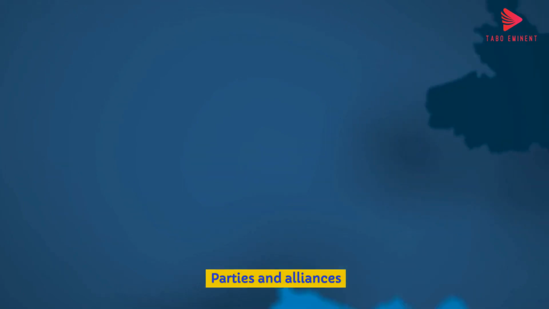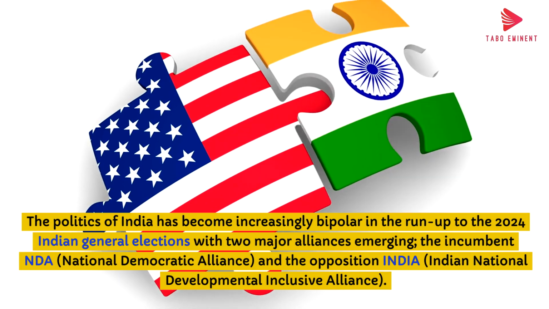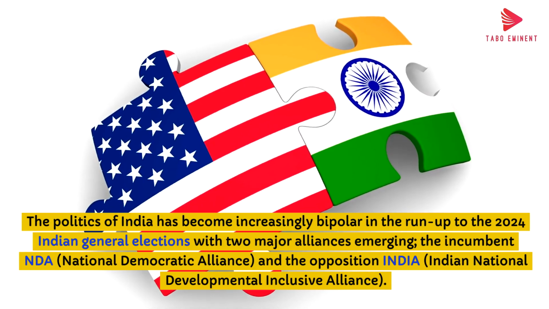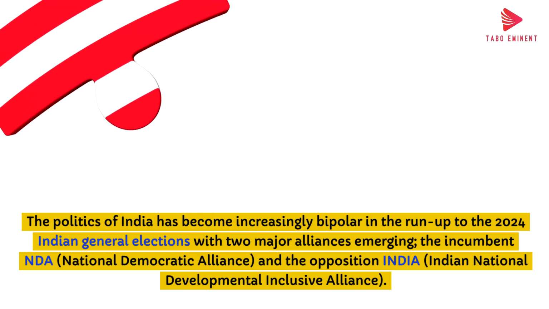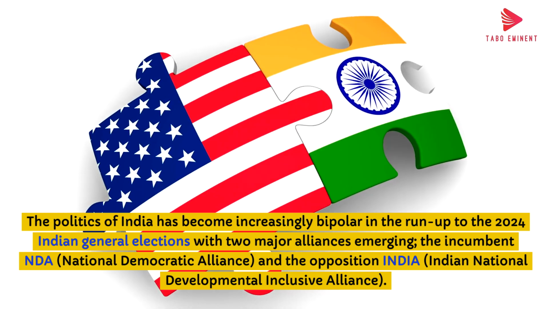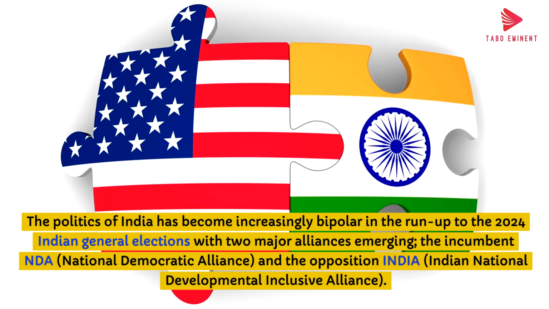Parties and alliances. The politics of India has become increasingly bipolar in the run-up to the 2024 Indian general elections, with 2 major alliances emerging: the incumbent NDA, National Democratic Alliance, and the opposition Indian National Developmental Inclusive Alliance.